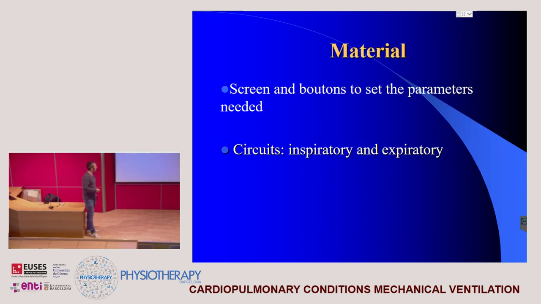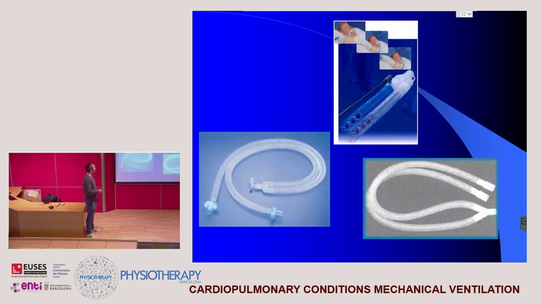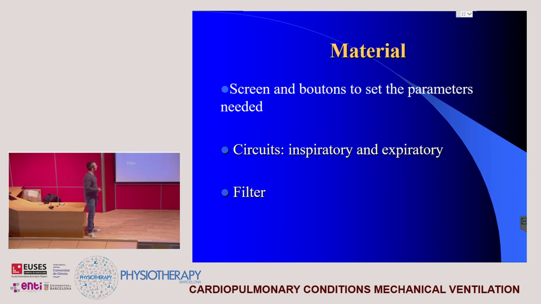After that, we have the circuits, because the air comes out from the ventilation unit and has to go through to the patient, and it goes through those circuits: an inspiratory and also an expiratory circuit. Then we also have a filter, which is extremely important because we have to protect the patient, but at the same time we have to protect the ventilation unit, because we don't have a ventilation unit for every patient. So the protection of the machine and also, of course, the patient is very important.